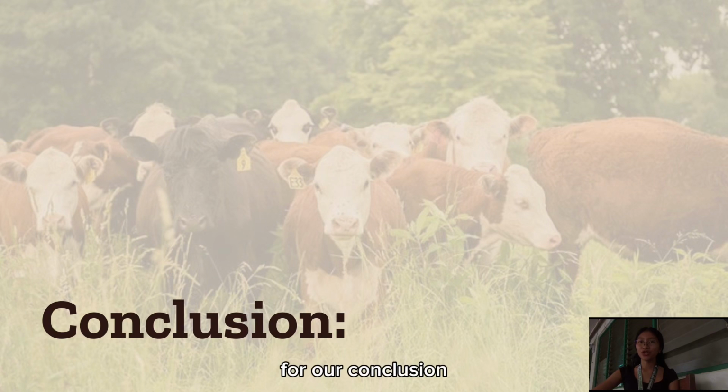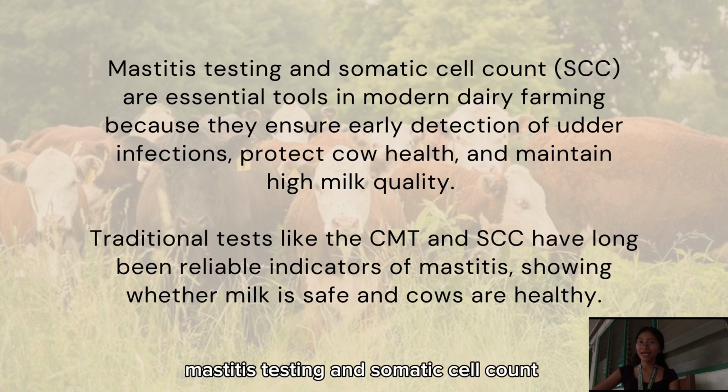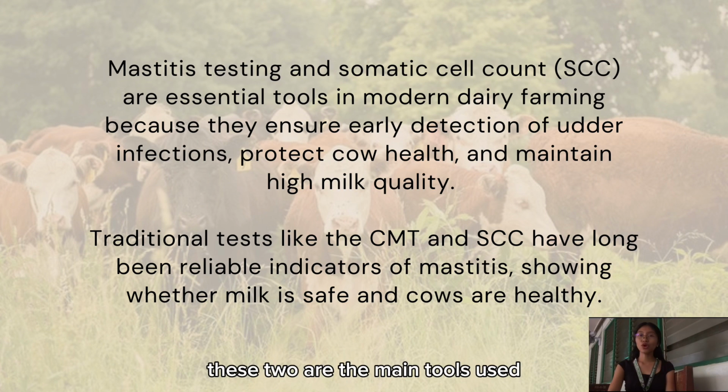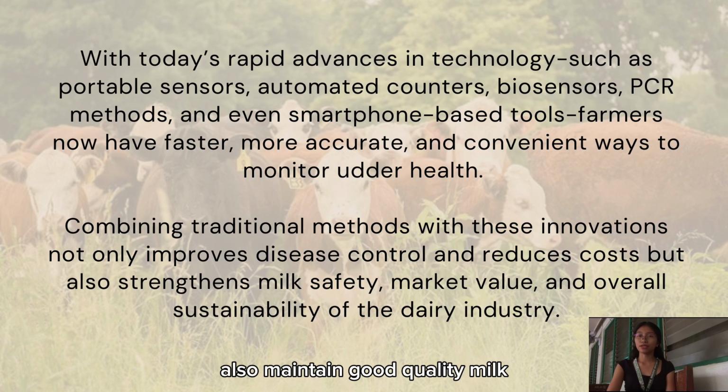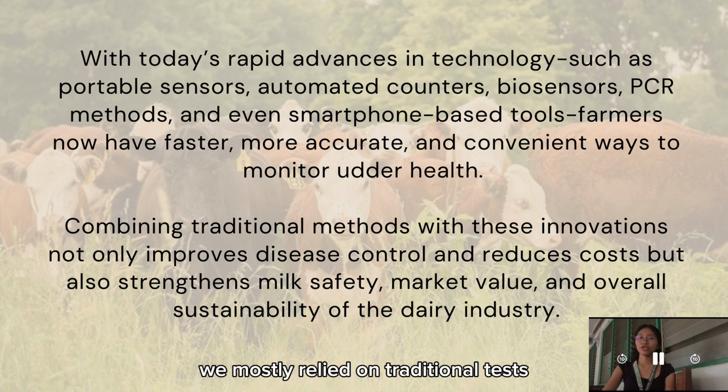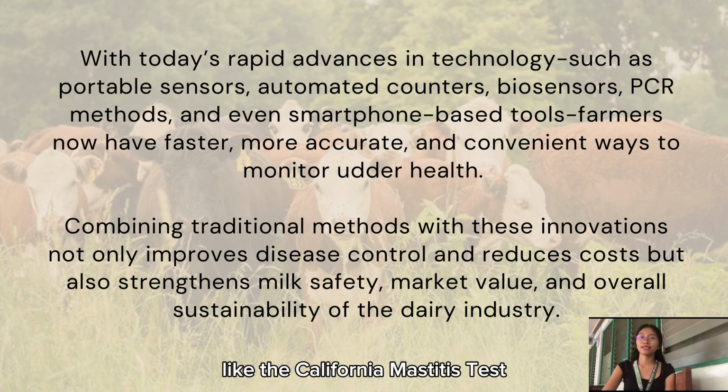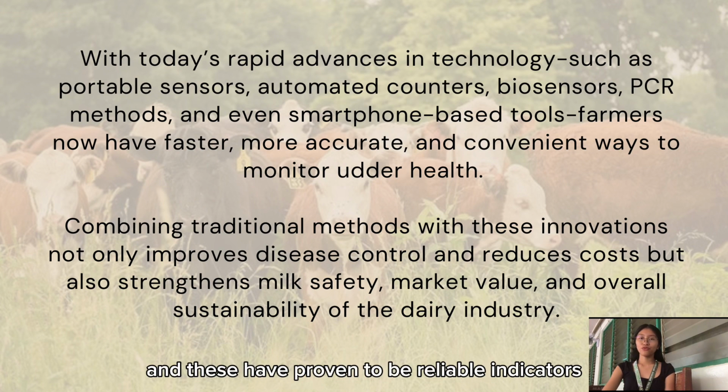For our conclusion, we can say that mastitis testing and somatic cell count are very important in dairy farming. These two are the main tools used to detect udder infection early, which helps protect the cow's health and also maintain good quality milk. Before, we mostly relied on traditional tests like the California mastitis test and somatic cell count, and these have proven to be reliable indicators.